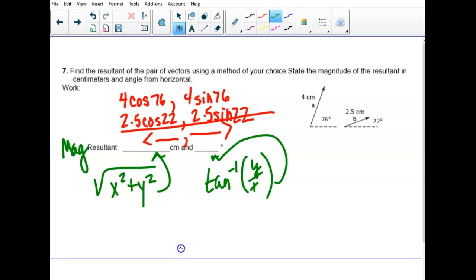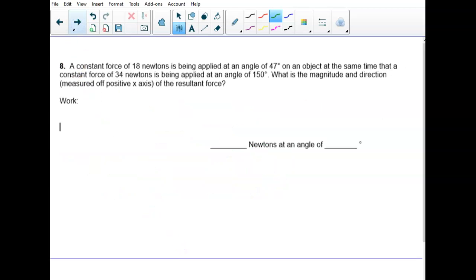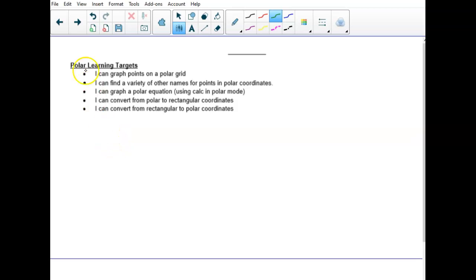Is that enough review of that to get the homework done? It's not on the quiz. This is the same. It just ends up that you might need to add 180 here, but see number 7 for how to do that one, okay? You're just doing 18 cosine of 47, 18 sine of 47, 34 cosine of 150, 34 sine of 150. But I think it's going to end up in quadrant 2, so you're going to have to do a little work there to get that.